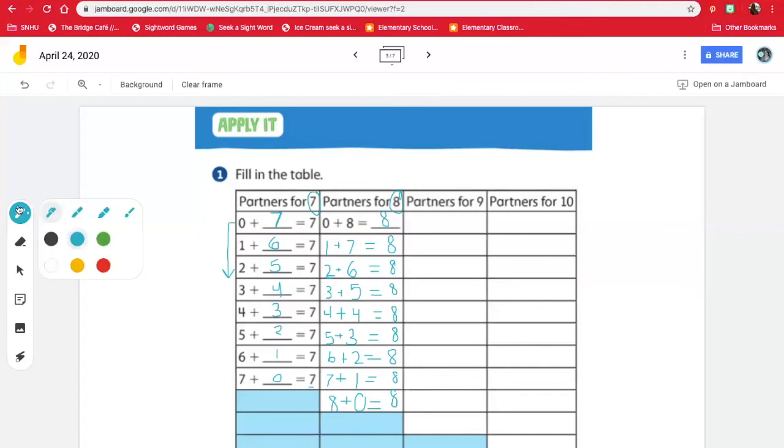So we noticed that the numbers at the end show partners for 7, and we noticed that these numbers increase by 1 and these numbers decrease by 1. Oh, we can't really see that. Let me see if I can find another spot to write that. Minus 1. And the same goes for the partners for 8 row or column.